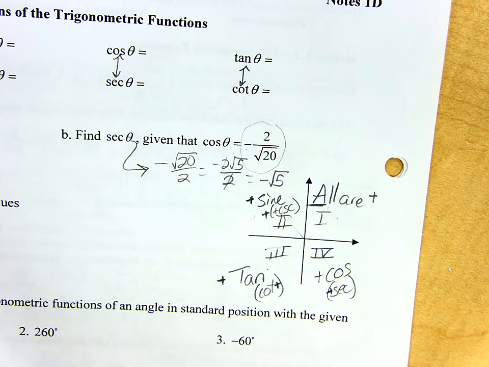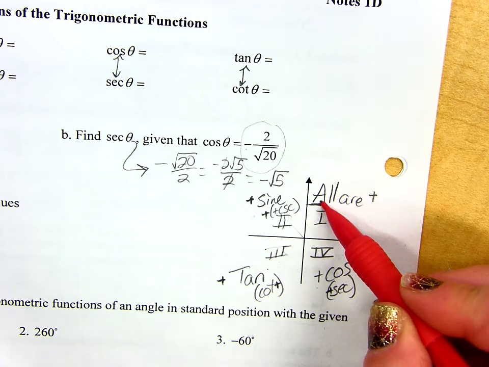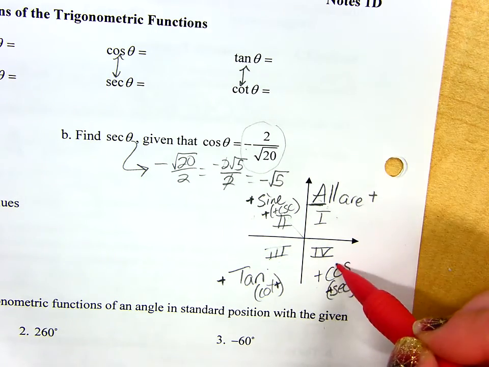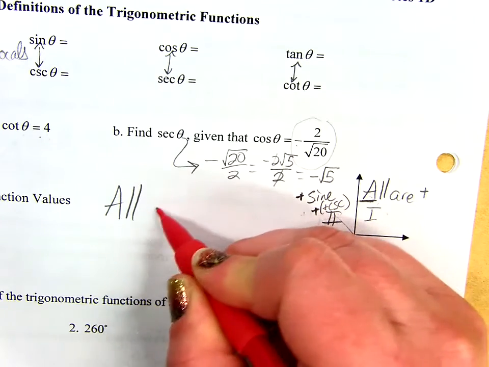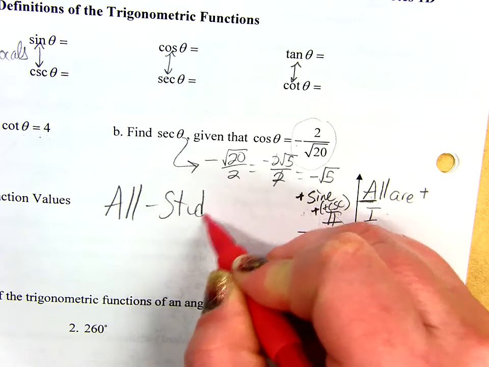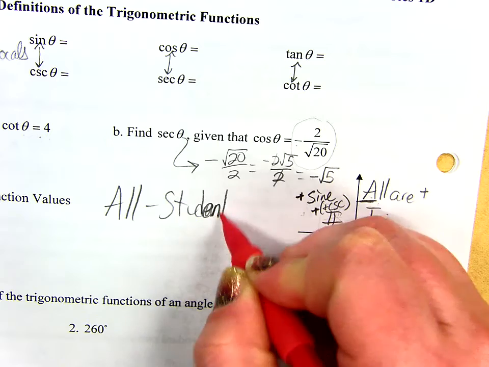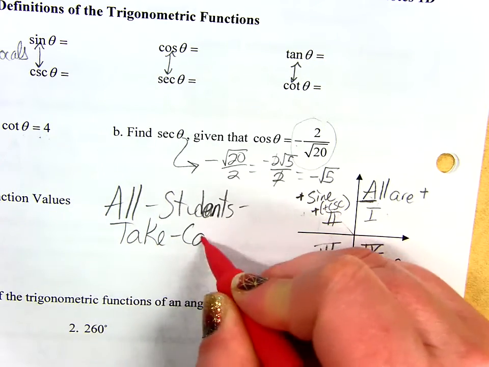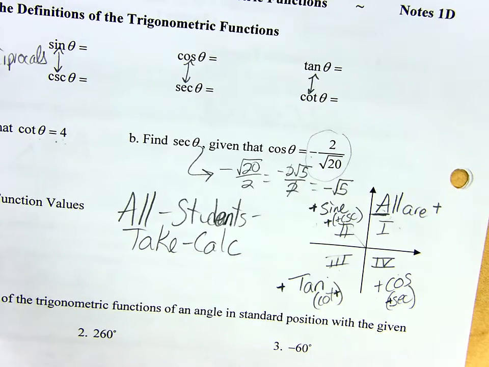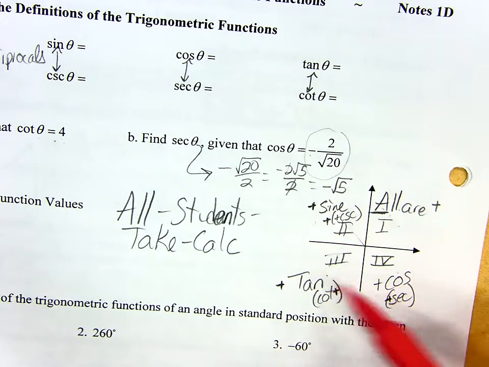Okay, so how in the world are we supposed to remember all of this? It's actually really easy if you know this cool little thing. We start in the first quadrant and we work this way. The little saying that people say is, all students take calc. I know it's not true, but all students take calc.